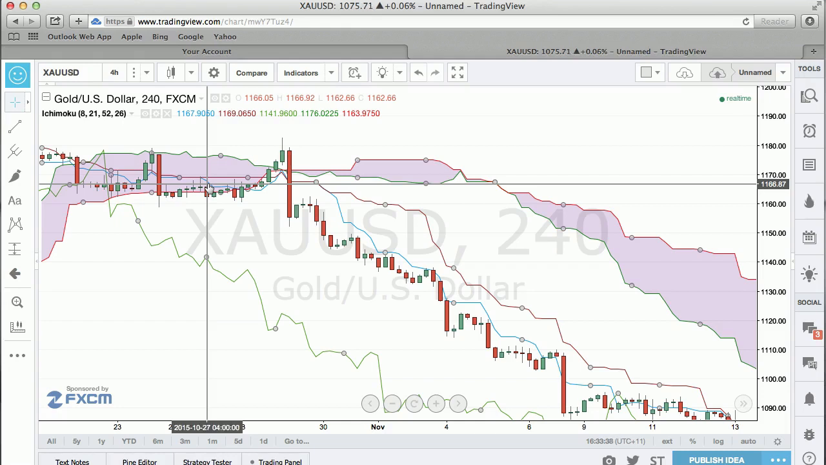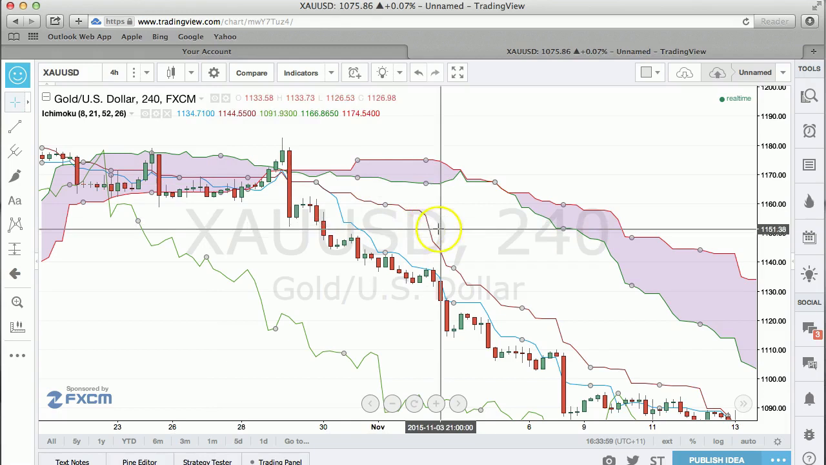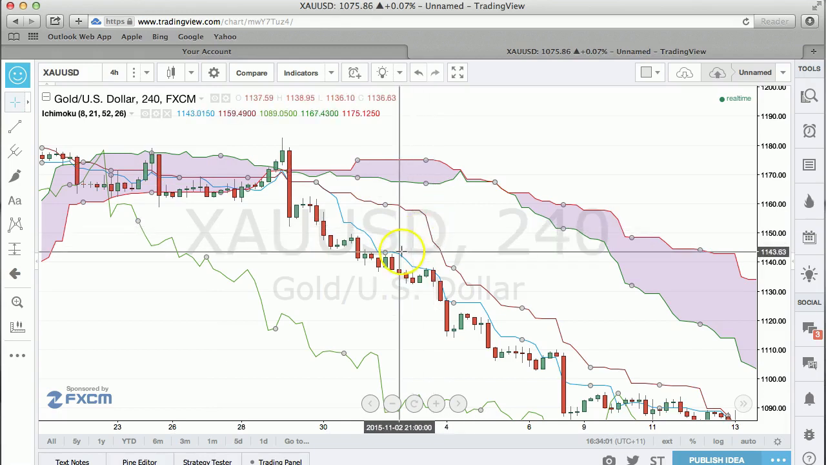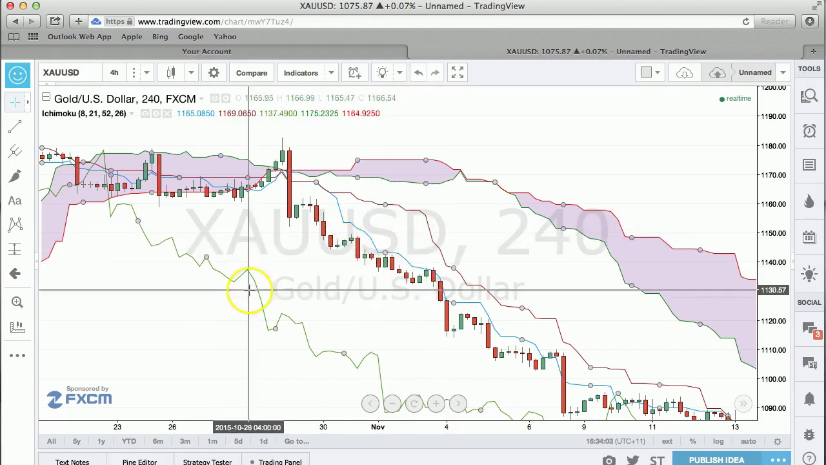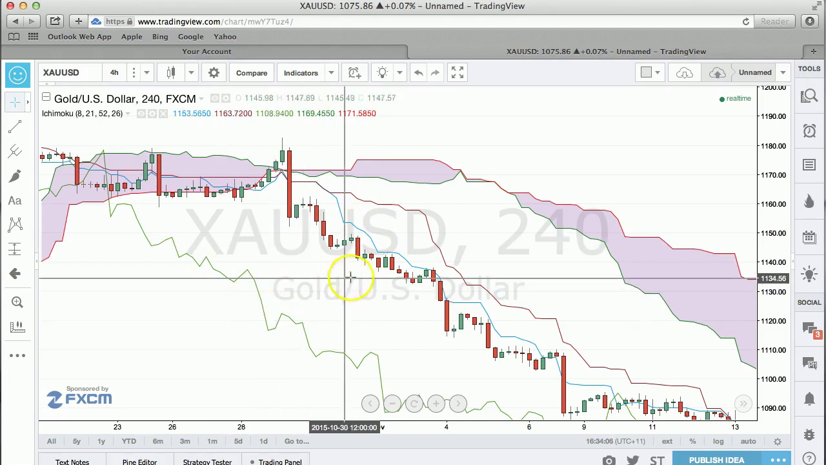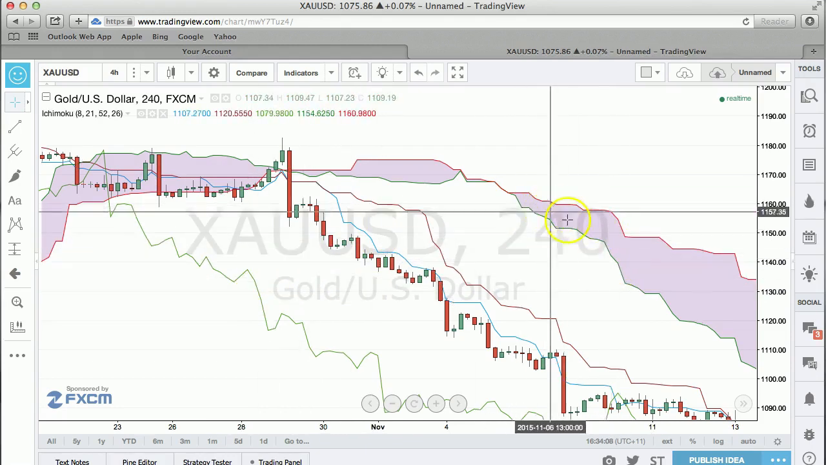Try to follow along. If you are having a hard time following along, what I would recommend is watching the video just to take it all in, and then watching it over again to actually take notes on it. The Ichimoku Kinko Hyo, the Ichimoku Cloud, has three characteristics: this red line, this blue line, this green line, and then the cloud as well.